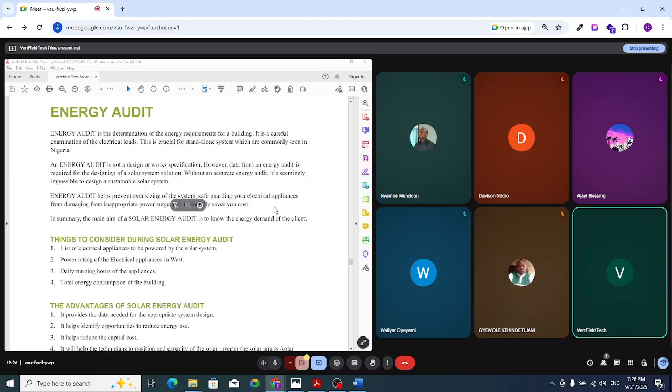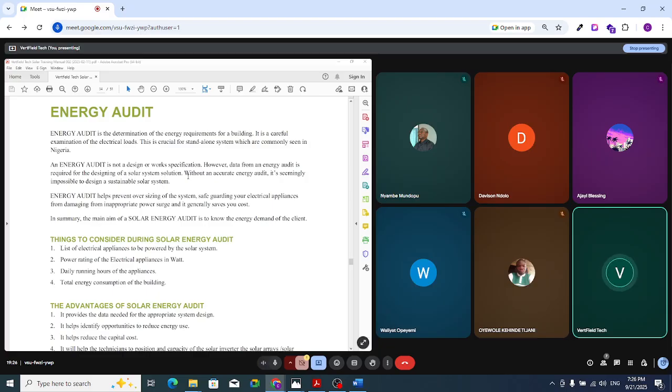Now, this is the topic, energy audit. And what does this say? Like I have explained before, it is telling you that energy audit is the determination of the energy requirement for a building. It is a careful examination of the electrical loads. The second paragraph tells you that it is not a design or works specification. However, energy audit is required for design of a solar system solution.